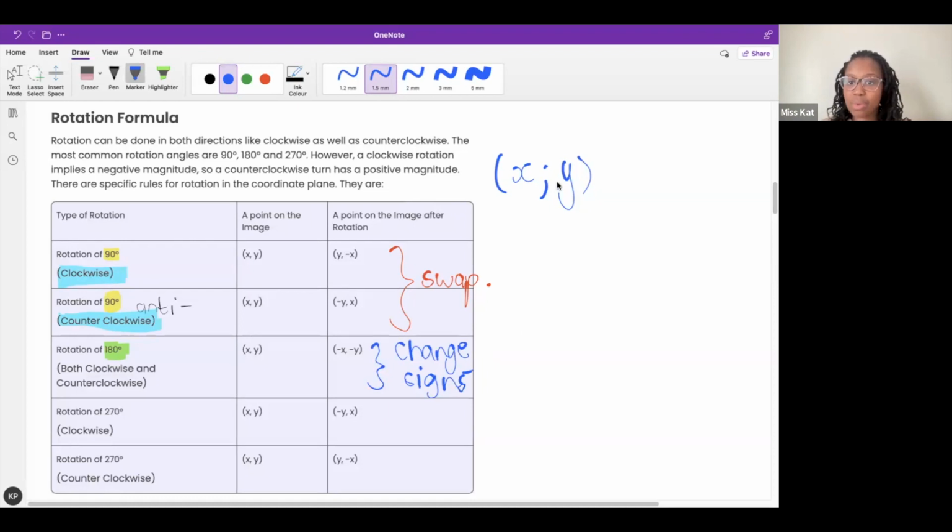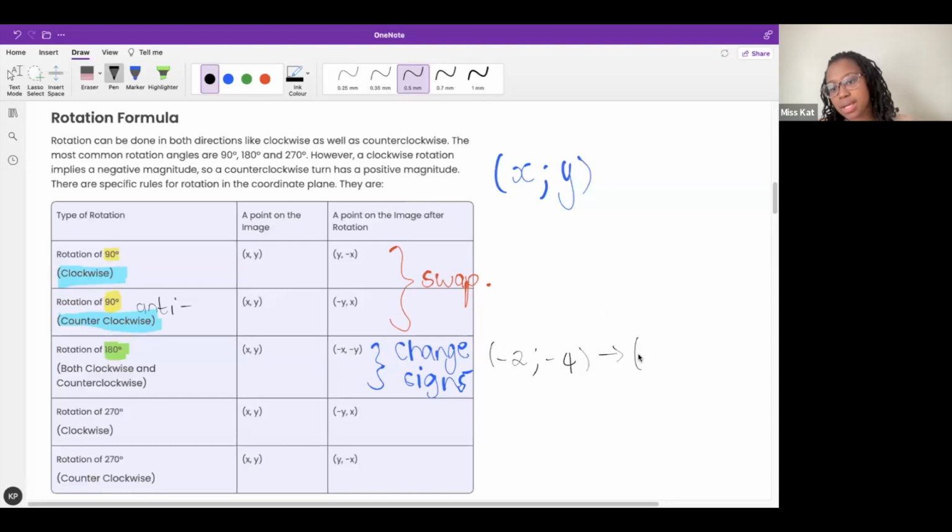Okay, let me explain what I'm talking about, guys. If my original point is -2 and -4, what are my new points going to be? Thank you, Tando. +2 and 4. Do you see what I mean when I say they change signs?